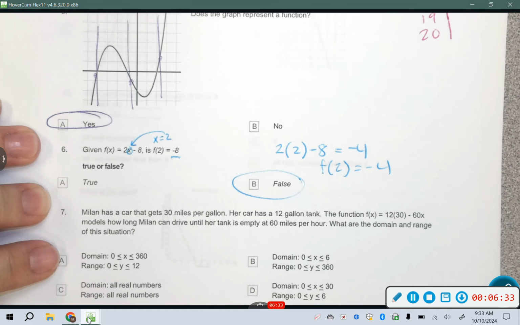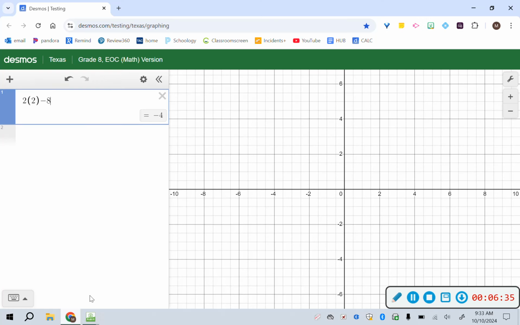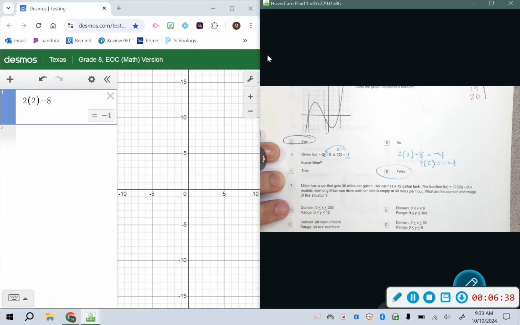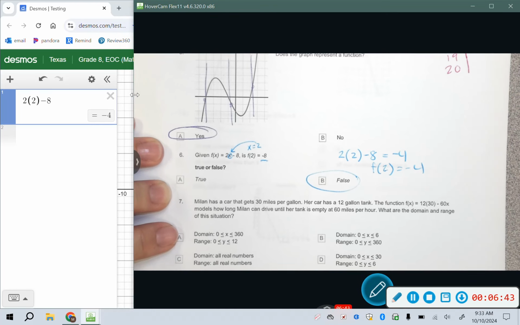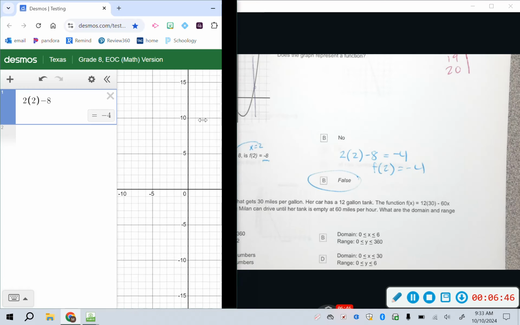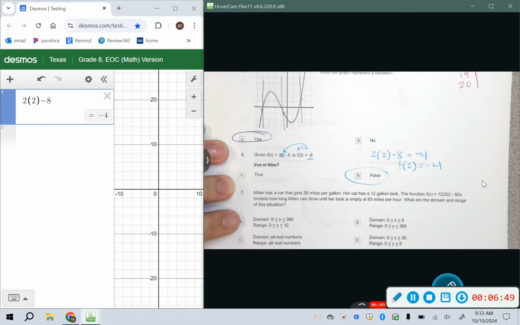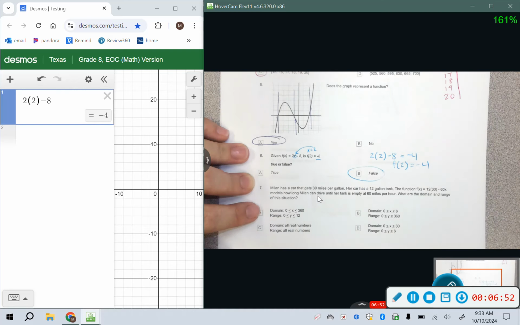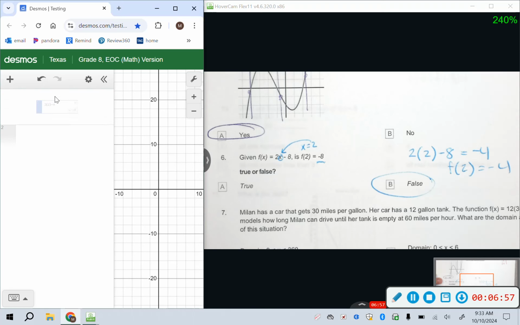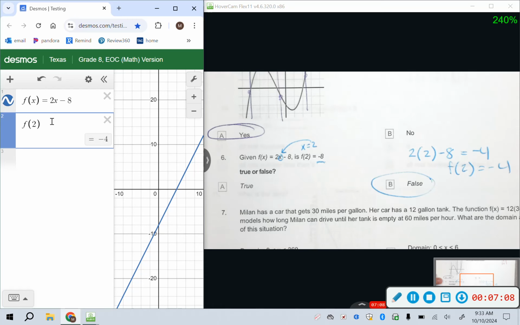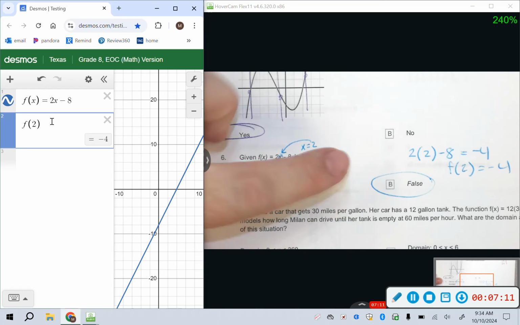Now, another way you can do this one is you can, I'm going to drag this to one side. I don't know if that worked. No, it did not. Okay, that doesn't let me go any further. Okay, here. Okay, so we're going to plug in my f of x here. So my equation, the exact way I see it, f of x equals 2x minus 8. And in the second line, I can type f of 2, and it equals negative 4, not negative 8. So again, it proves to me that it's false.